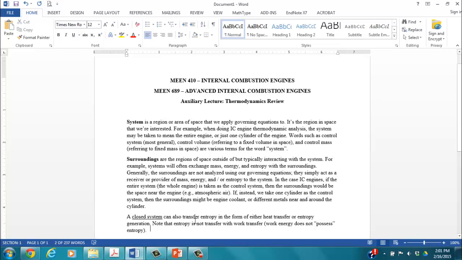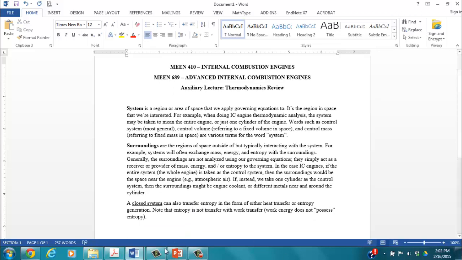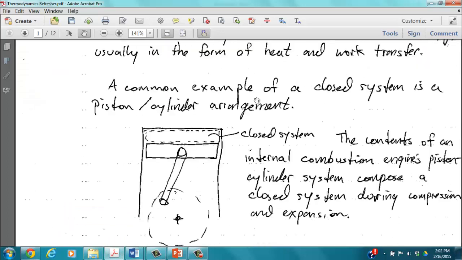So that's our definition of a closed system, and we can also define an open system. Before I do that, though, let me give you a common example of where we see a closed system, particularly in a reciprocating piston cylinder internal combustion engine. Once the intake valves and the exhaust valves are closed, you have a closed system bounded by your piston on the bottom, your cylinder liner on the sides, and your cylinder head at the top. So, at least ideally, there is no mass transfer within this system. We can effectively call this region in space a closed system.